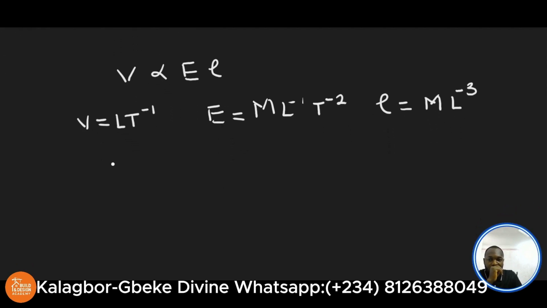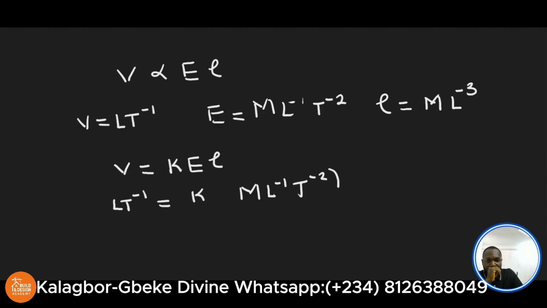So we have gotten the SI units for each of the quantities. Now we'll bring out our constant, which is K, equal to E times density, that's Young modulus times density. This K is a constant. So we'll now substitute. LT raised to the power minus 1 is equal to K into ML raised to the power minus 1, T raised to the power minus 2, which is for Young modulus, all raised to X. And we'll now have density as ML raised to the power minus 3.